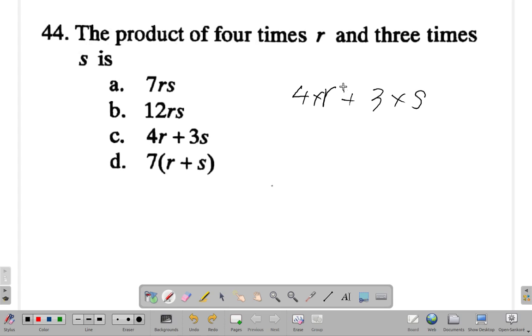Product means to multiply. So it's 4R times 3S. If you put like terms together, numbers together, 4 times 3, and letters together, R times S, what you get is 4 threes, 12 times RS. So what you have is B. So the answer for question 44 is B.